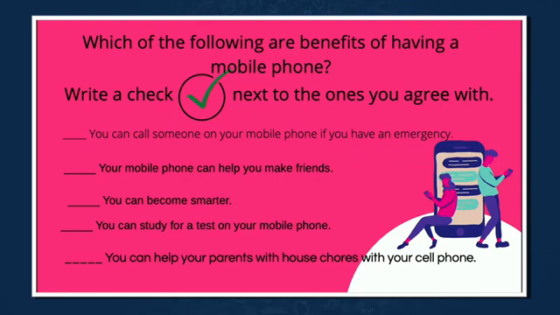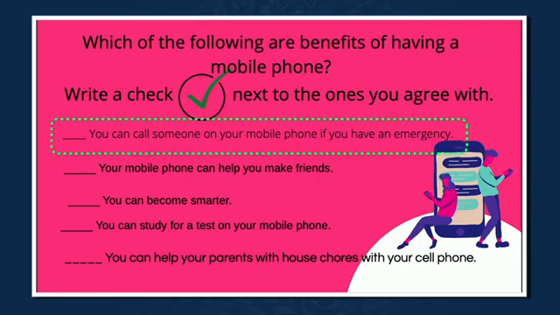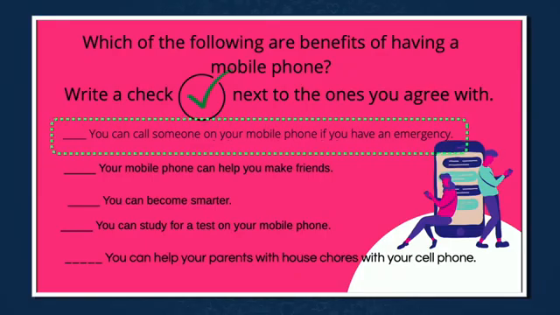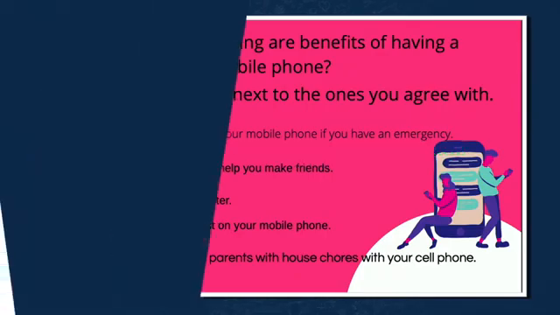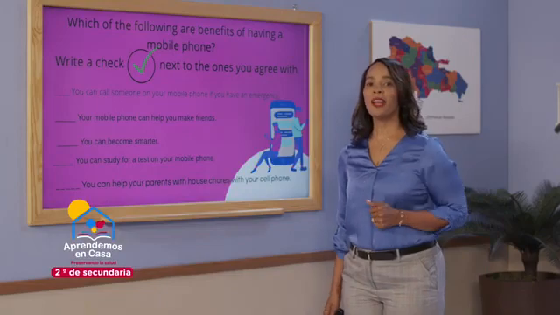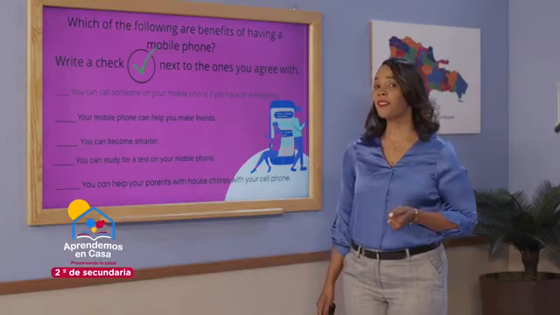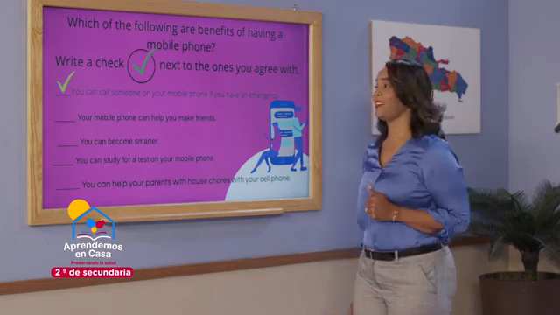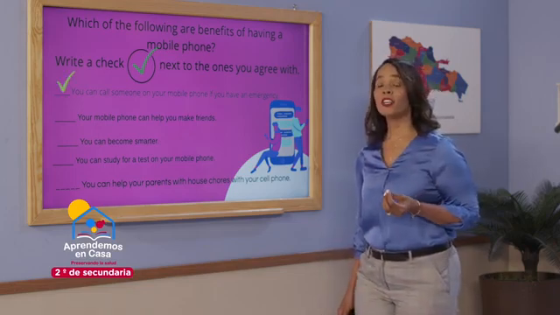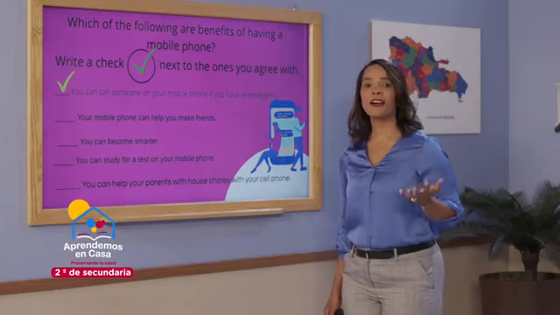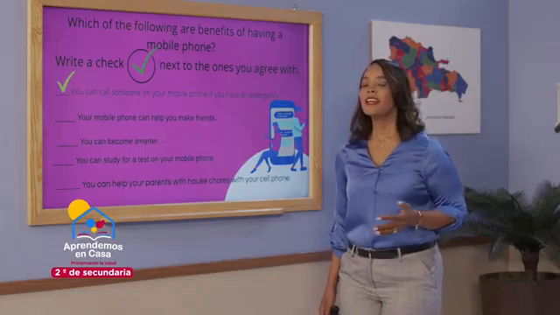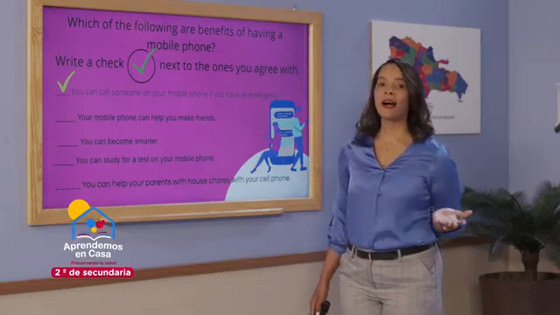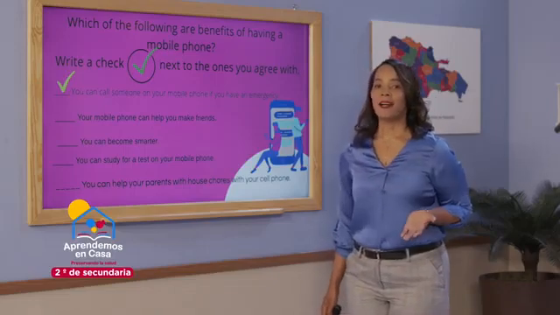Let's read the number 1. You can call someone on your mobile phone if you have an emergency. Puedes llamar a alguien desde tu teléfono móvil si tienes una emergencia. Do you agree on that? ¿Estás de acuerdo con eso? I do agree on that. If you have an emergency, you can call your mother, your father, a friend, and so on. Si tienes una emergencia, puedes llamar a tu mamá, a tu papá, un amigo, etc.